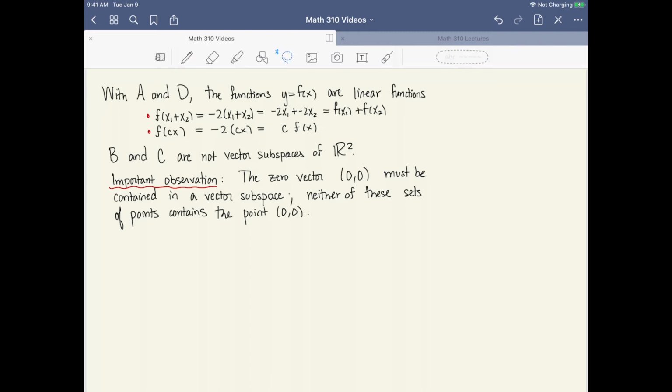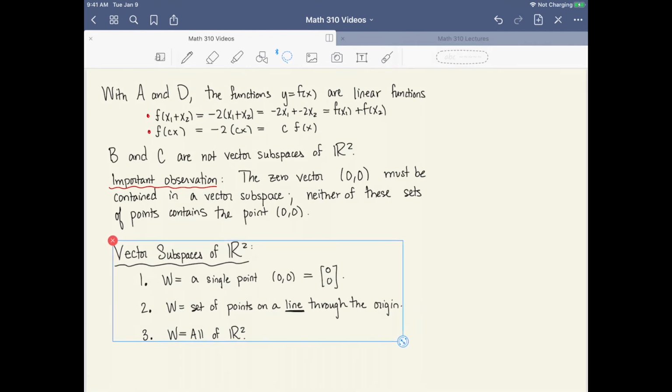At this point, we're prepared to completely classify what the vector subspaces of R2 are. There are three possibilities. Your vector subspace can just be the zero vector. We would be talking about a single point, the point (0, 0) at the origin. That's a bona fide vector subspace. It's just a zero-dimensional one. Or you could have a line through the origin. And then the last vector subspace of R2 is all of R2. And this is the only thing that you can have for a vector subspace of R2.